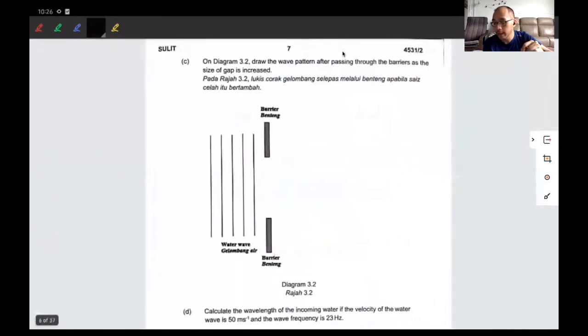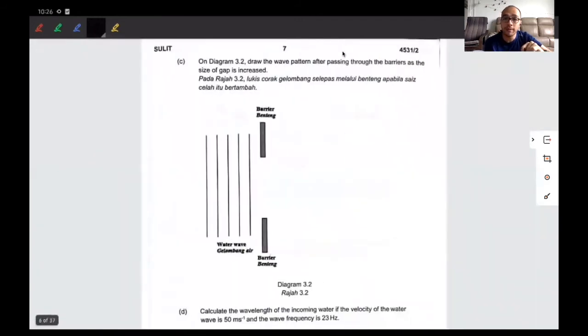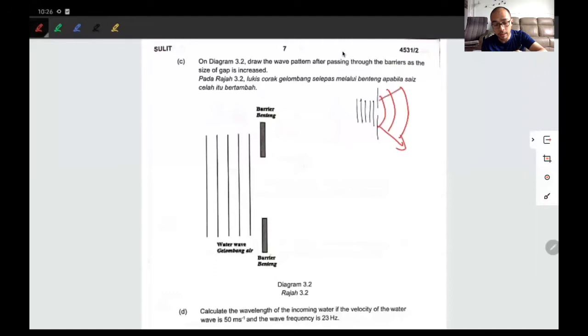Diagram 3.2 shows the wave pattern after passing through the barriers as the size of the gap is increased. Now if the size of the gap is very small, like this, once the wave passes through the gap, it will look more circular and more spread out. This is the original wave. Since the gap is very small, it will break out much bigger.